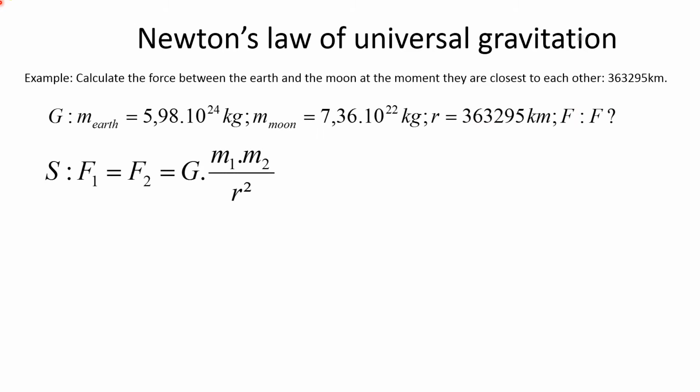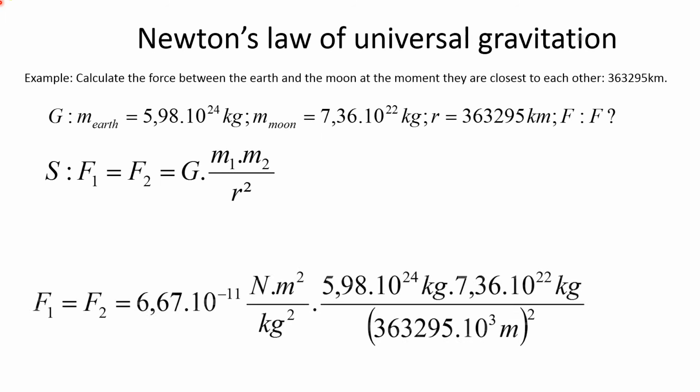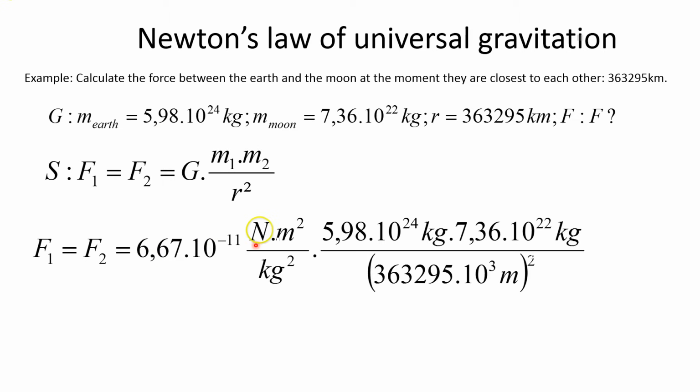And the solution is F1 equals F2 equals G times M1, M2 divided by R squared, which is our formula. And we just have to fill it in. So we have here our gravitational constant, the mass of the Earth, the mass of the Moon, and the distance between them squared. And we'll calculate that the force of the Earth attracting the Moon, or the Moon attracting the Earth, is 2.22 times 10 to the 22nd power in newtons, of course. Okay, that was it.